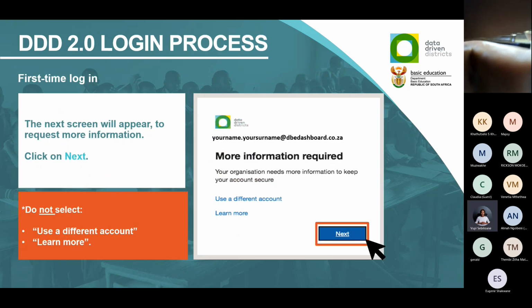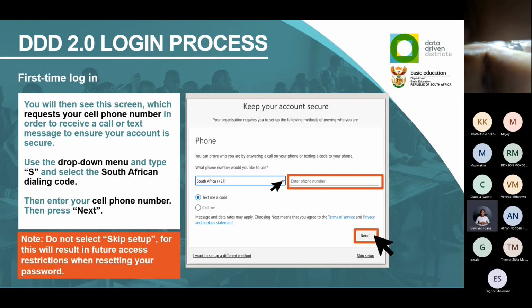Then after you've done that, it will say more information required. The reason for this is because we want to make sure that your data is protected, and we want to make sure that this is a secure login for this particular device. Then over here, you will click on next. And then you will see it will ask you that we want to make sure that we keep your account secure. And this makes sure that you can reset your password for yourself.